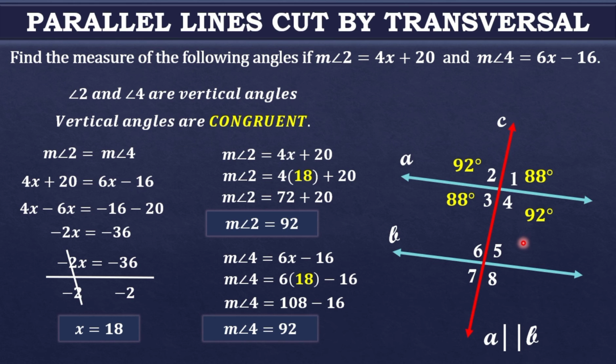You may apply the alternate interior angles. Alternate interior angles are congruent. Pwede yon. Or you may apply, eto po, yung same side interior angles are supplementary. Or pwede rin namang, eto, si angle 2 and angle 6 are corresponding angles. So, kung corresponding angles, they are congruent. So, therefore, this is also 92 degrees. Okay? And then, this is 88 degrees, corresponding din yan. This is 92 degrees, and this is 88 degrees.